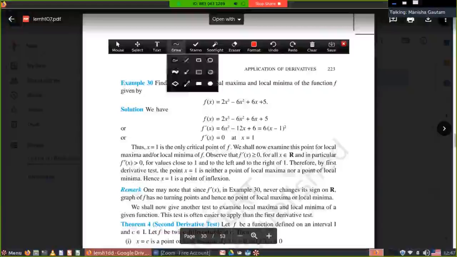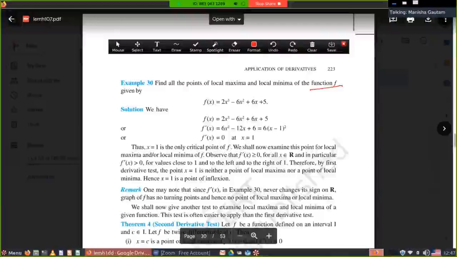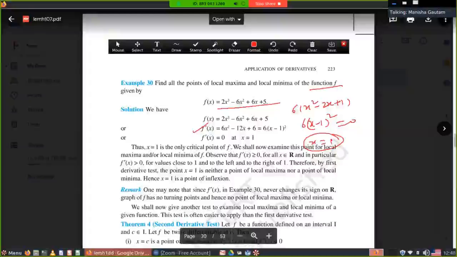Now, example number 30. Find all the points of local maxima and local minima of the function f given by f of x is equal to this statement. Now you want to find the maxima and minima of the given function. Get the derivative of the function. This is the derivative: 6x square minus 12x plus 6. Taking 6 common, what are you getting? 6 common means x square minus 2x plus 1, and this is what? Square of x minus 1, whole square. So when you put it equal to 0, you are getting x is equal to 1. The critical point is x is equal to 1.